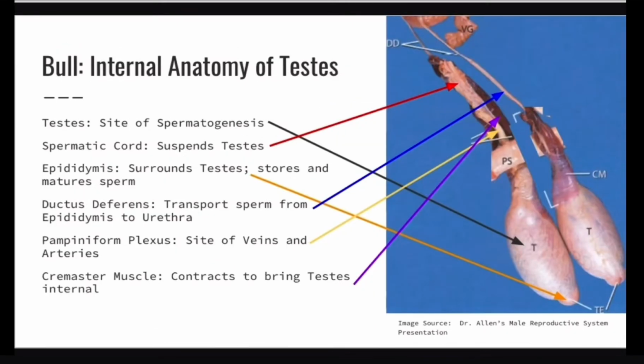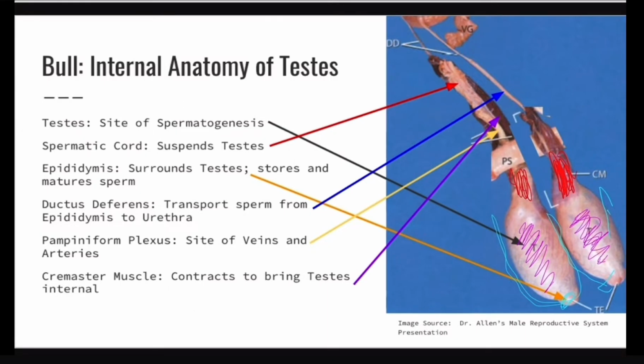The testes contain seminiferous tubules, which is where spermatogenesis occurs. They look like this inside of the testes. The testes are surrounded by a membrane-like organ called the epididymis. The epididymis starts down here, and it would encapsulate the whole. It's here where the sperm is stored and matured. The testes and the epididymis are suspended by the spermatocord. The spermatocord is up here.